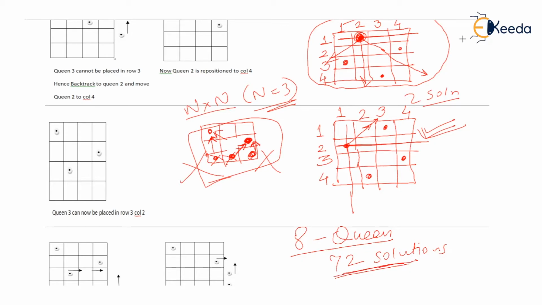Now, as this number of queens increase, let's say that we are solving 16 queen problem. That is, we are given 16 by 16 chessboard and we want to place 16 queens in non-attacking positions. Obviously, the number of solutions will increase and complexity of the problem will increase. So that is what the problem is.